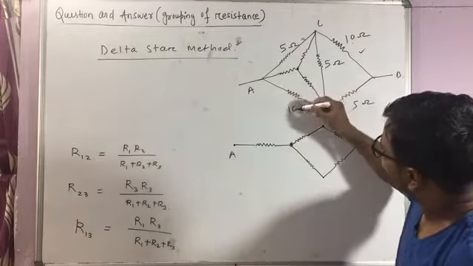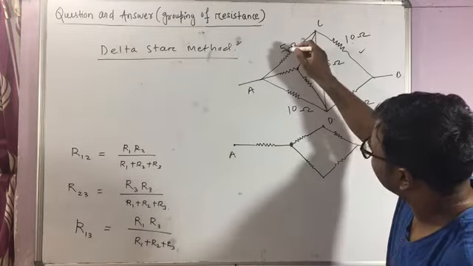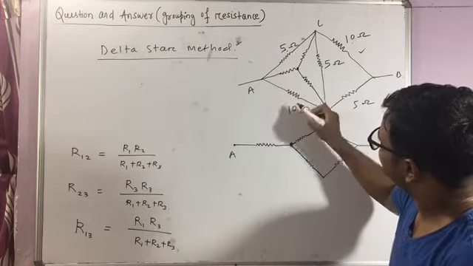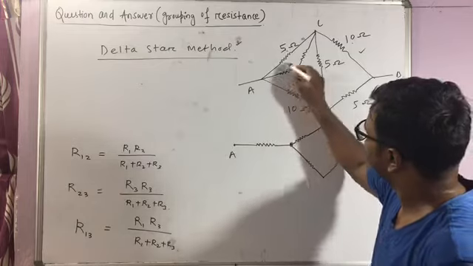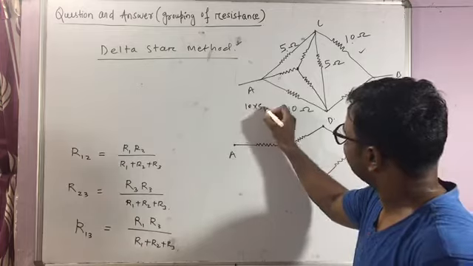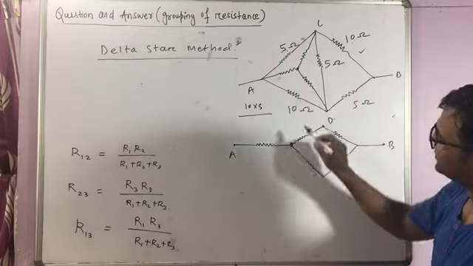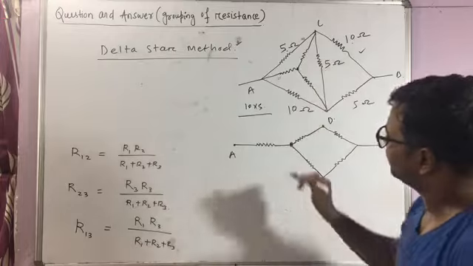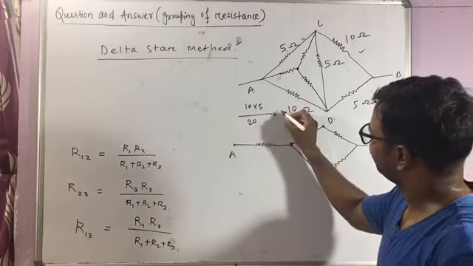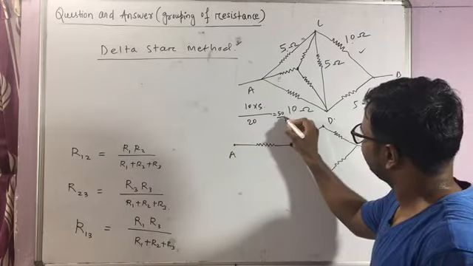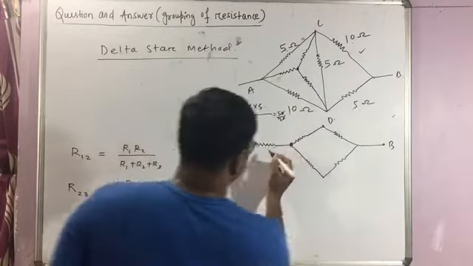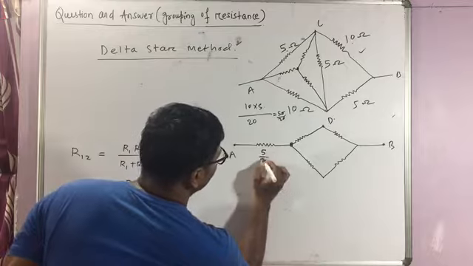Now these two resistances, one is 10, another one is 5. If it is 10 and 5, then how much would this resistance be? It would be 10 into 5 divided by all three resistances, 10 plus 5 plus 5, which is 20. So 10 into 5 is 50, 50 by 20, which is 5 by 2. So this resistance will be 5 by 2.